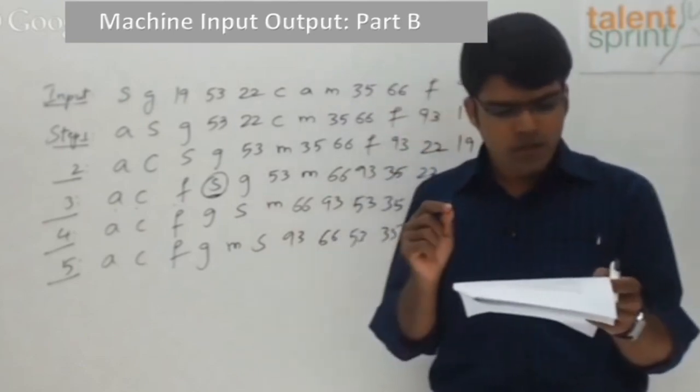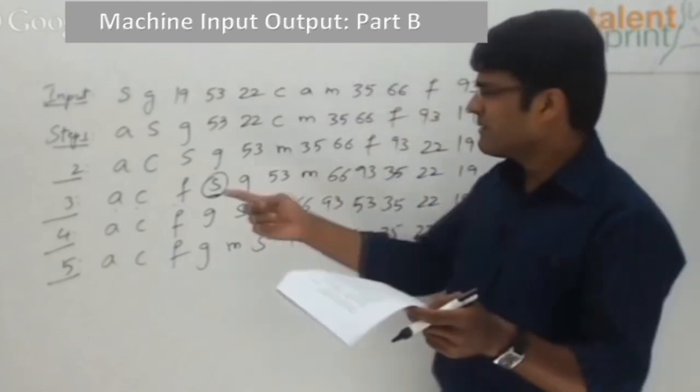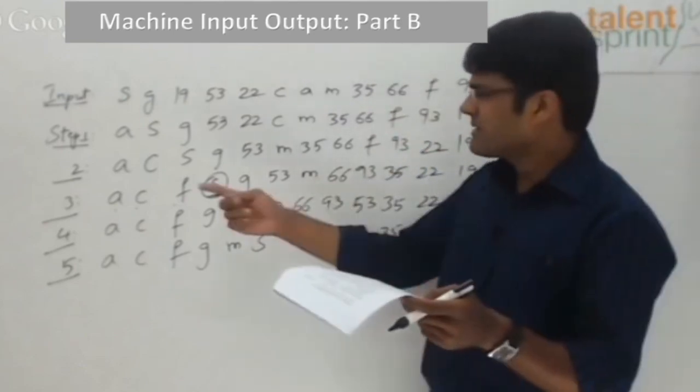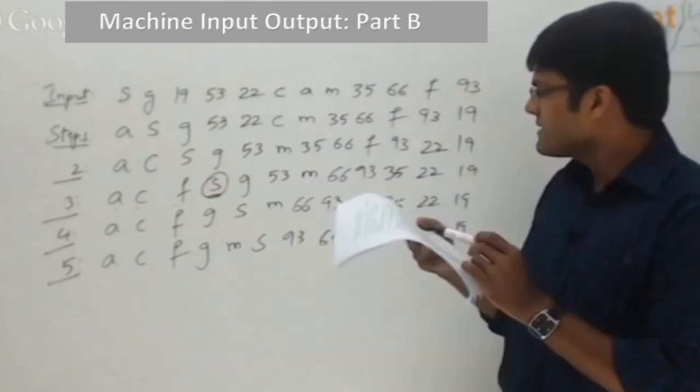Then 18th one, which of the following would be step 2? Same step 2. A, C, S, G, 53, M. Okay. And 35, 66, F, 93, 22, 19. Option 1 itself is the answer.